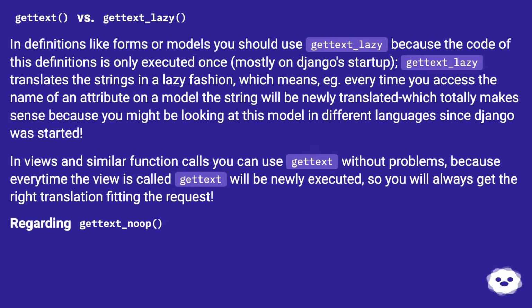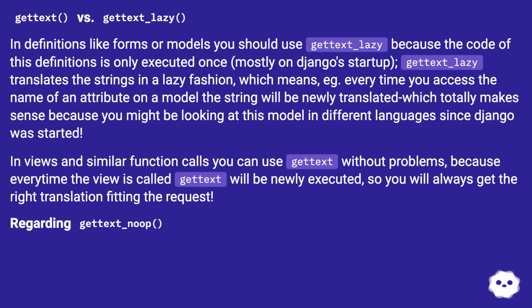gettext versus gettext_lazy. In definitions like forms or models, you should use gettext_lazy because the code of these definitions is only executed once, mostly on Django startup. gettext_lazy translates the strings in a lazy fashion, which means, e.g., every time you access the name of an attribute on a model, the string will be newly translated, which totally makes sense because you might be looking at this model in different languages since Django was started.